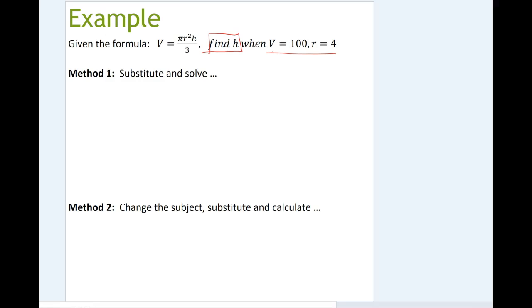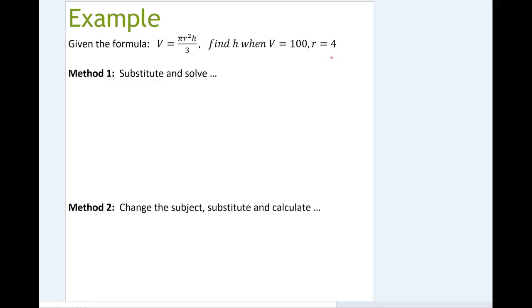The first method is probably the most common, where we simply substitute in the values, simplify what we can, and then solve it. The other method is to change the subject first, and we looked at that in a previous lesson, so you may be familiar with that, in which case we can then substitute and calculate it quite quickly. So let's look at the first method, and then we'll have a look at the second method.